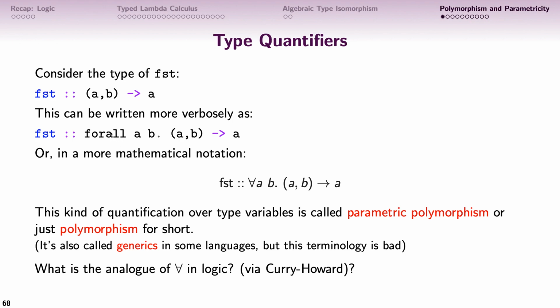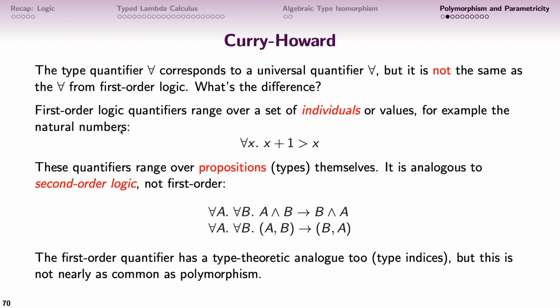So these for alls here are not quantifying over numbers or individuals of any particular set. They're talking about propositions themselves, right? This is saying for any proposition A and for any proposition B, A and B implies B and A. So our quantifiers here are ranging over propositions, not numbers or individuals of some set. And this is the difference between what's called second order logic, where we quantify over propositions, and first order logic, where we quantify over individuals.